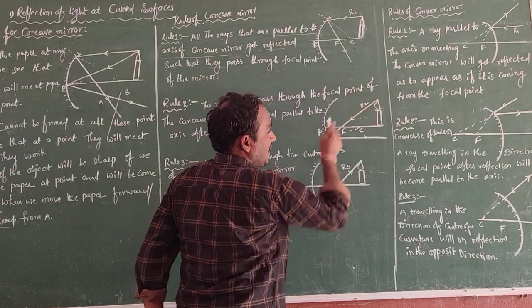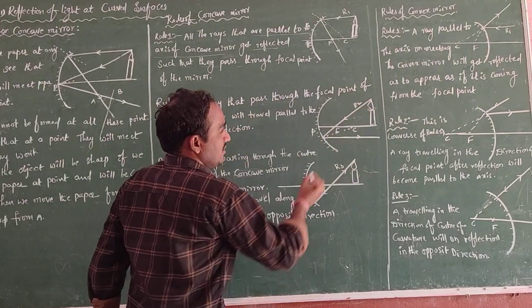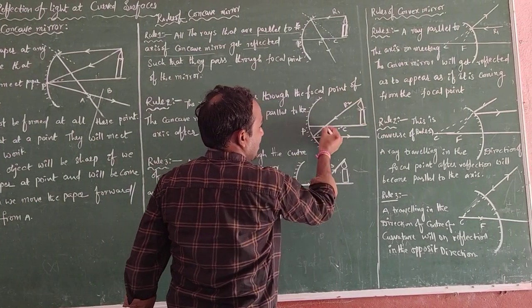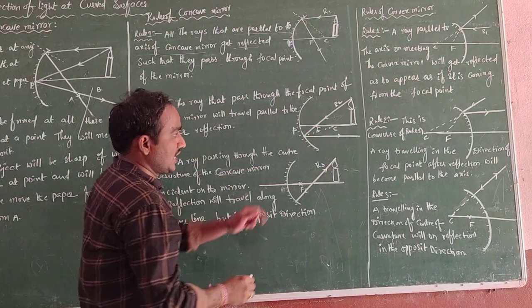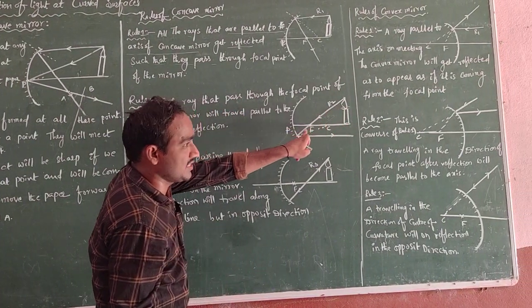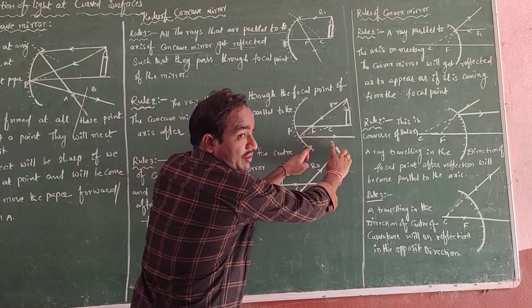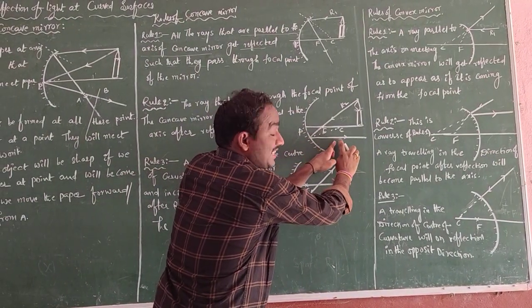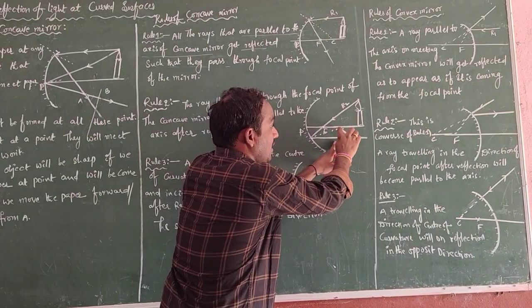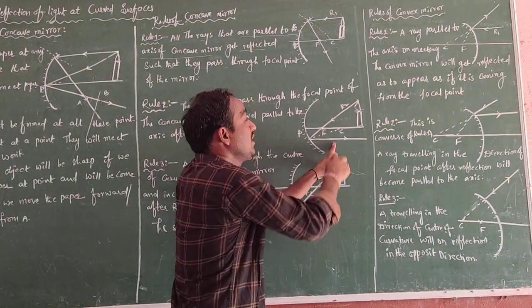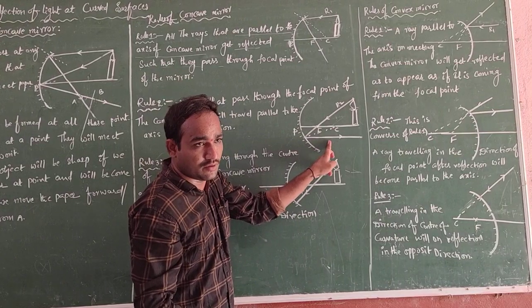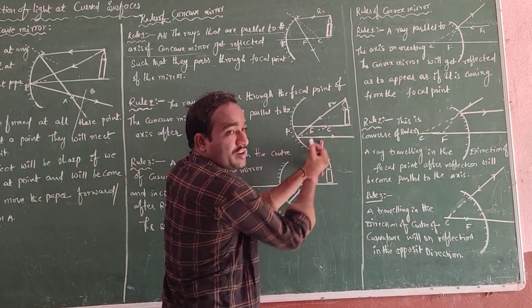Listen here, the ray is traveling to that focal point. So the incident ray passes through the focal point and gets reflected. The reflected ray, with respect to the principal axis, how is it? Both are parallel. So these two lines are parallel.